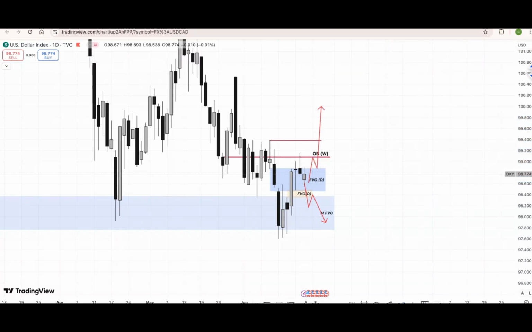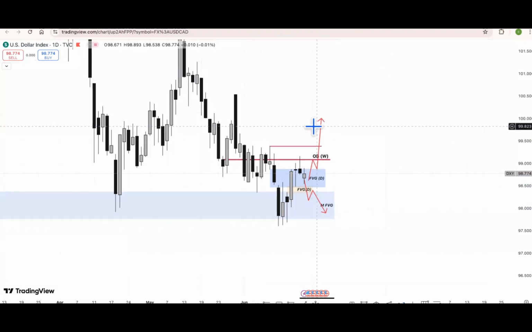So this is what I'm looking at for DXY. And remember, during the weekend we had the US bombing Iran. So we're expecting anything. We might even have a gap. We might gap high or we might gap lower. So Monday is when we are likely to know exactly what this market is likely to do.